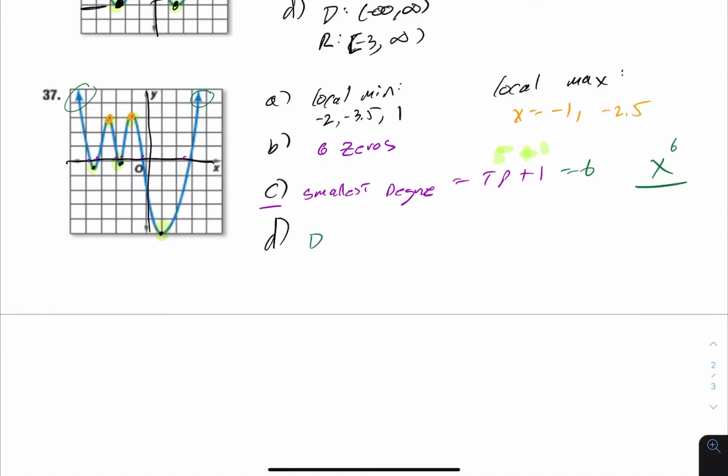And then D is my last, which is domain and range. Domain, look at the farthest left, -infinity, farthest right, infinity for the arrows. My range, my lowest is right here. 1, 2, 3, 4, 5. And my highest is an arrow, so infinity. That's the lesson.